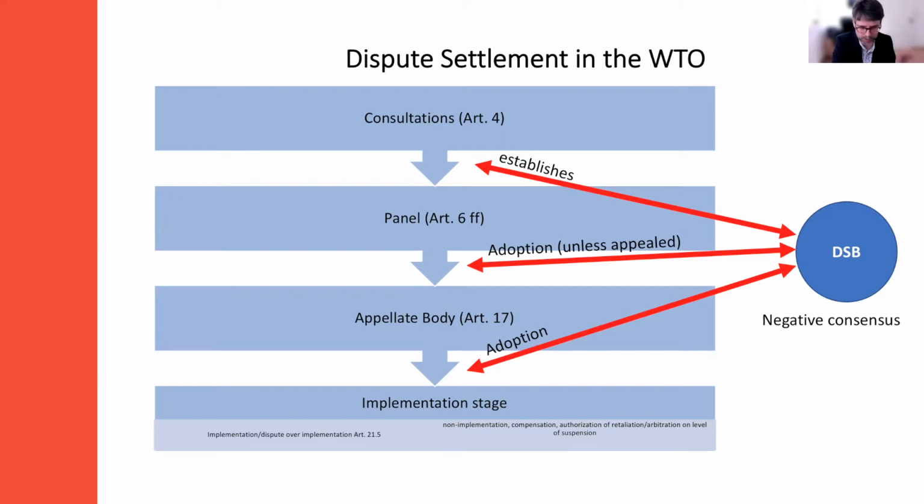This used to be different in the old GATT system, 1947, where there was only one stage, only a panel stage, and the adoption of the panel report happened by consensus of the members. This was changed with the establishment of the WTO to adoption by negative consensus.